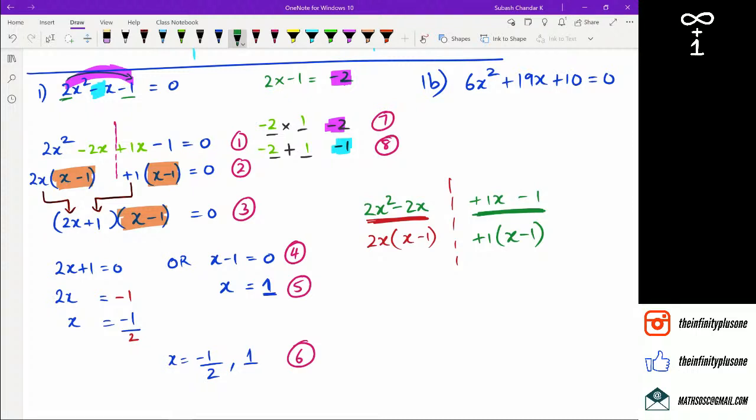All right, guys, if we are okay with it, have a go with question 1b.